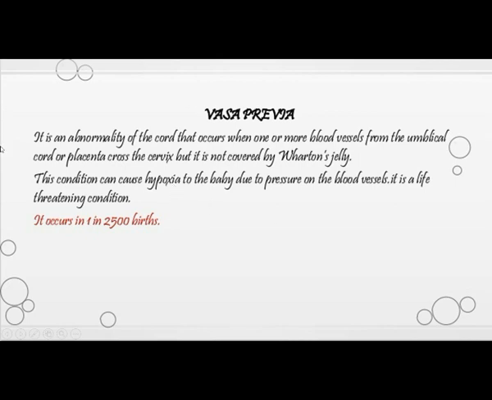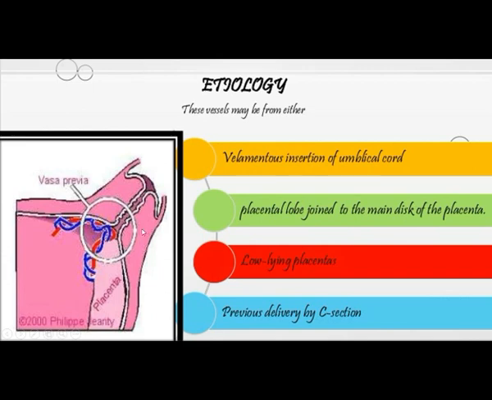This condition can cause hypoxia to the baby due to pressure on the blood vessel. It is a life-threatening condition. It occurs in 1 in 2,500 births. We can see the etiology. These vessels may be from a velamentous insertion of the cord, which we already studied. It may also be because of a placental lobe joining the main disc of the placenta.